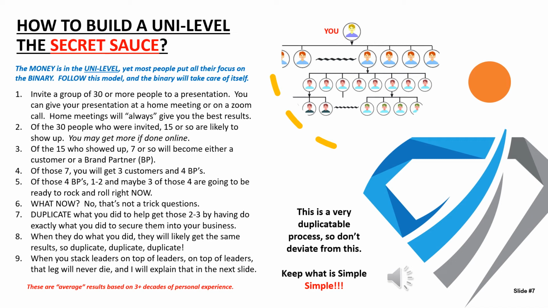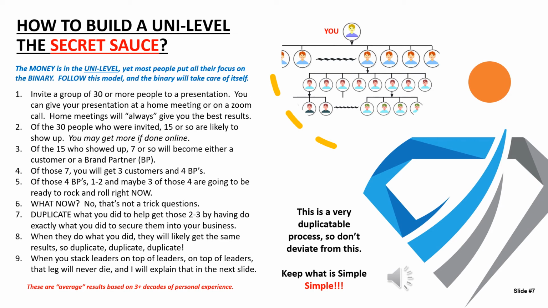The people that you brought in know people that you don't know. So it's very simple for them just to go out, create their own list, and get this process started. When they do what you did, they will likely get the same results, so focus on duplicating this process. By duplicating this process, you start to stack leaders on top of leaders on top of leaders, and when that happens, you start creating legs that don't die, which means you never have to give focus to them again.